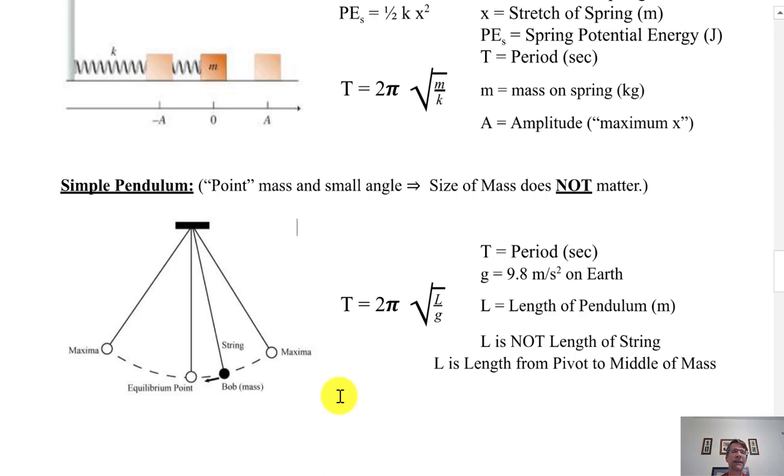Well, it's close, but it's usually a little bit longer than the string itself. It's the middle of the mass. So keep that in mind.